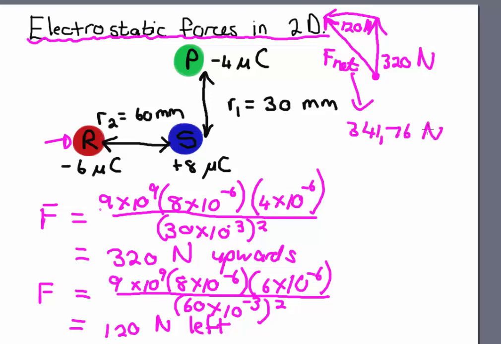341.76 Newton. You can, of course, then also go and use sin, cos, or tan to go and calculate the angle. If you use tan theta, it's going to be Fp on S divided by Fr on S, which will give you 2.67. And if you go and calculate that angle using your calculator, it's going to give you 69.44 degrees. And that's basically how we calculate electrostatic forces in 2 dimensions here. Do you have any questions?